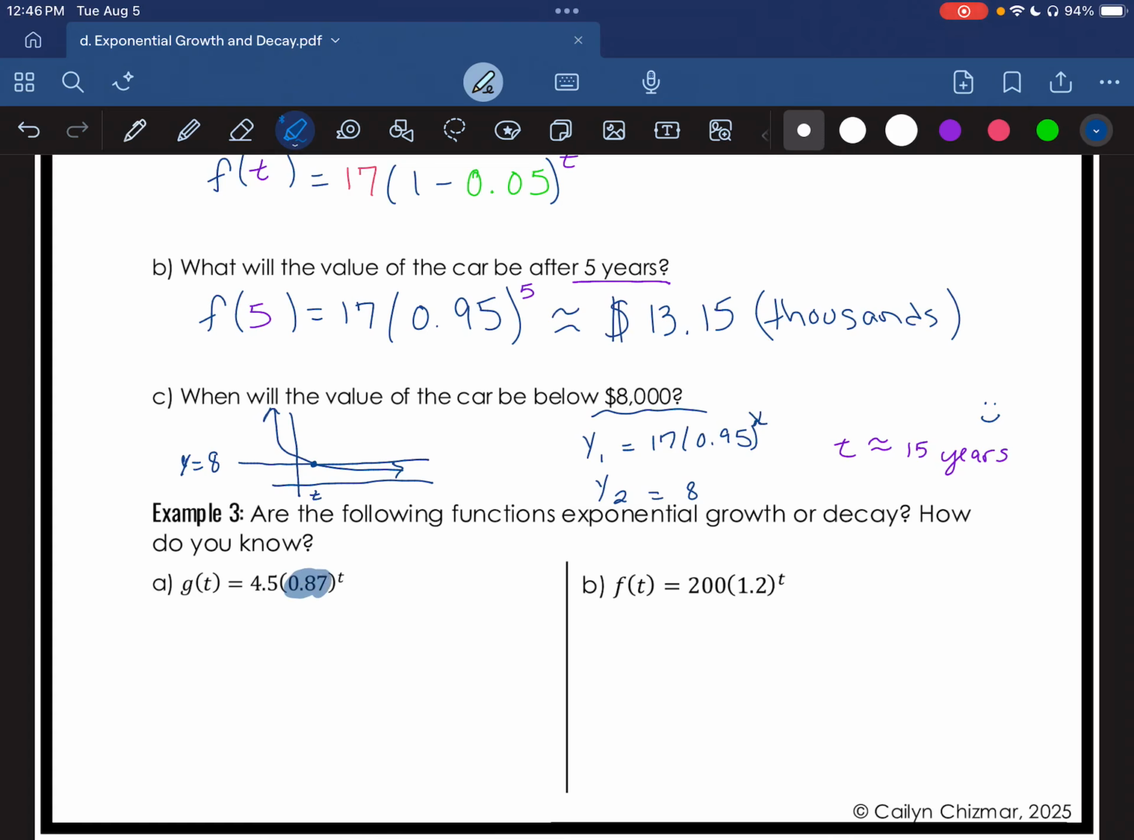All right, so this first one is decay because that factor 0.87 is less than 1. This guy here is growth because 1.2 is greater than 1. All right, there you have it, folks.